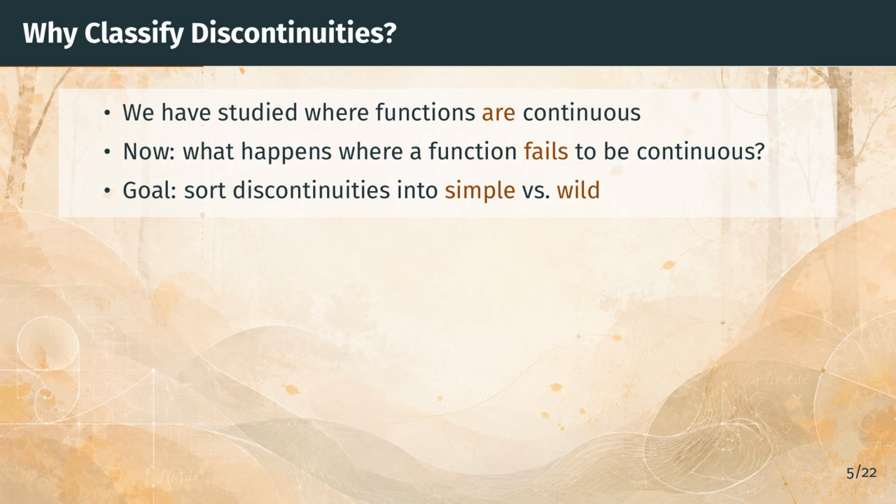Our goal in this section is to build a vocabulary for these failures. We will split discontinuities into 2 types. The first kind, also called simple discontinuities, which are tame and well understood, and the second kind, which are everything else. The key tool that makes this classification possible is the idea of a one-sided limit. So let's define that first.